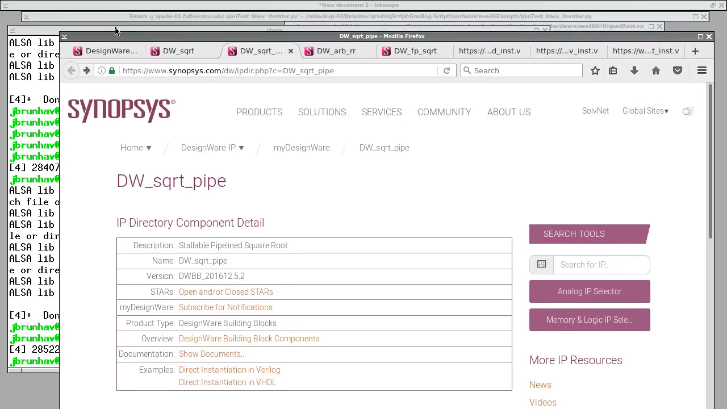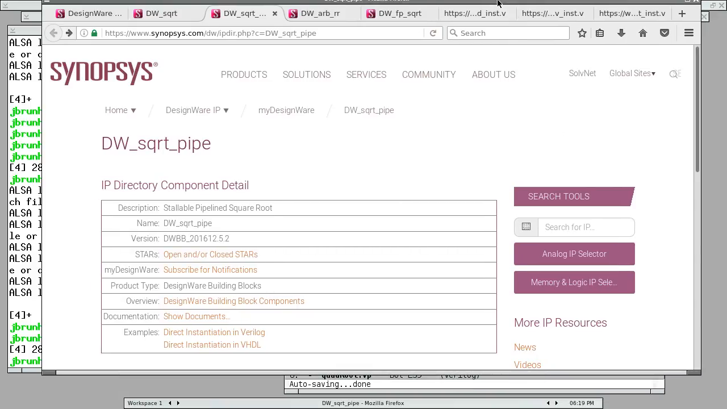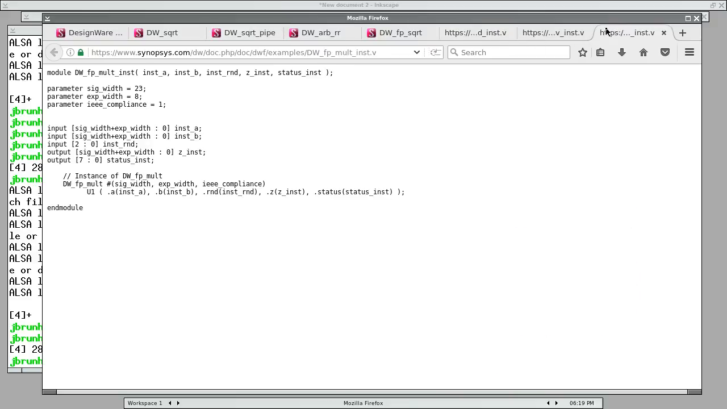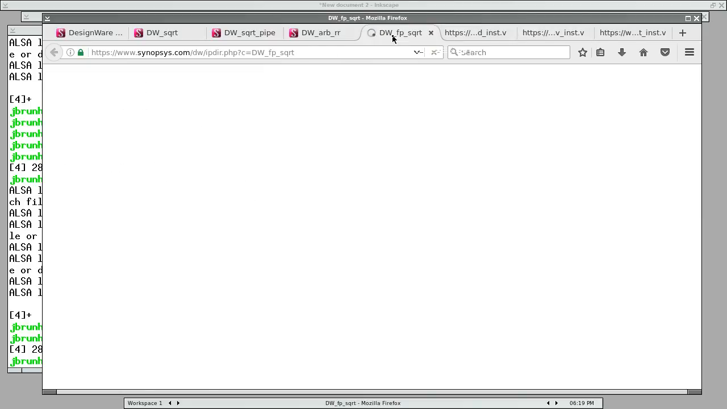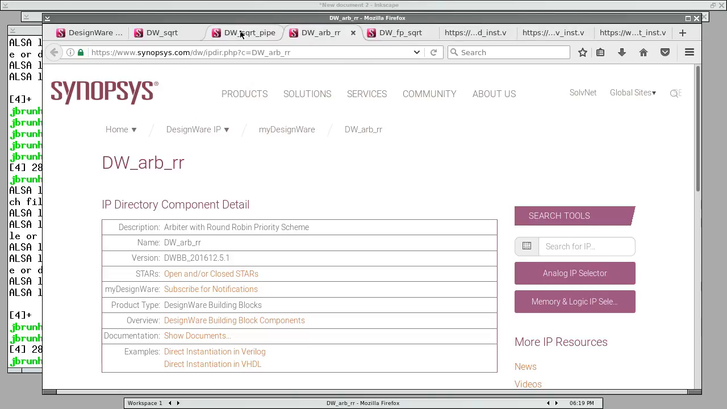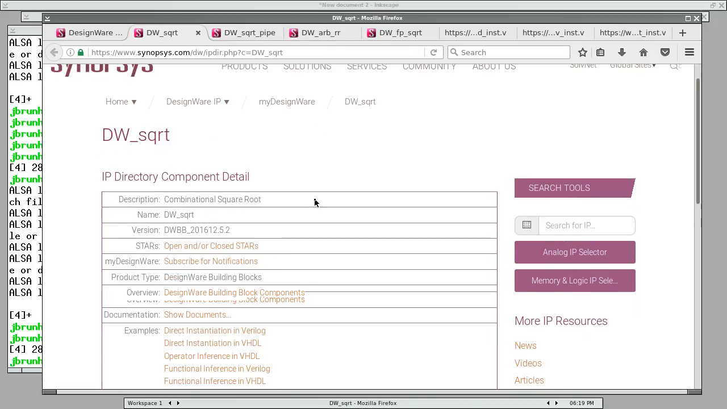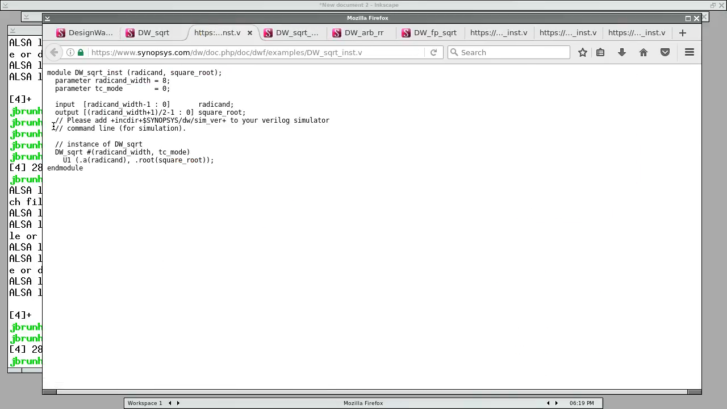So we're not actually going to build a square root unit. It's way faster to just use one of the built-in ones. So since we're using the Synopsys toolchain, we can just directly use that. So let's see what we got. So that's FP square root, ARB square root, pipe, DW square root. So we'll do this one now. So we'll do direct instantiation in Verilog to make our life easier.